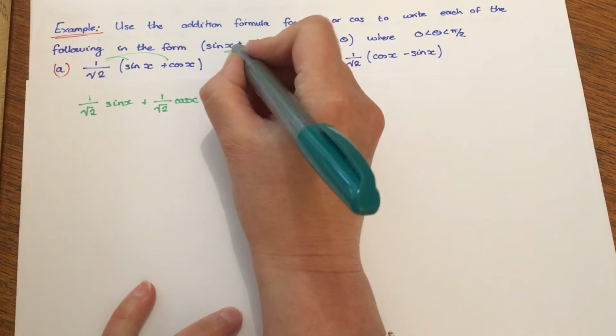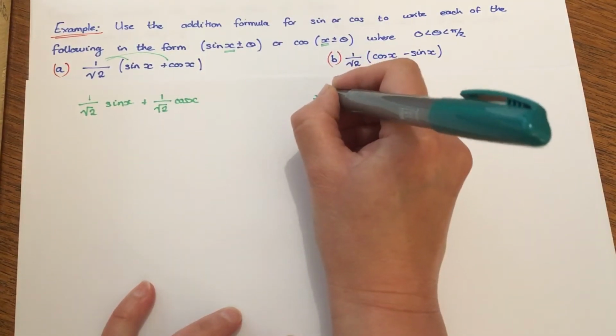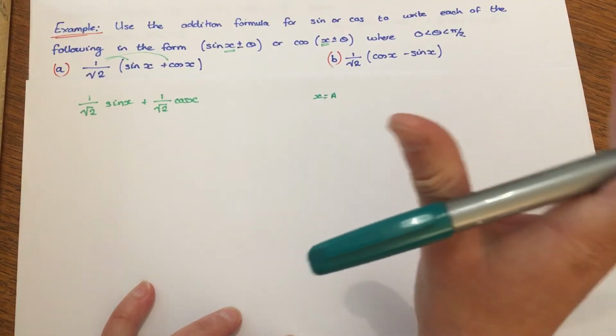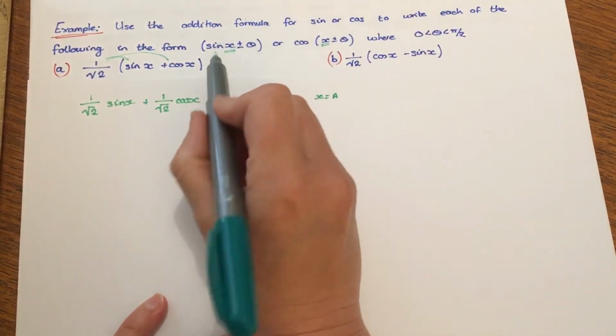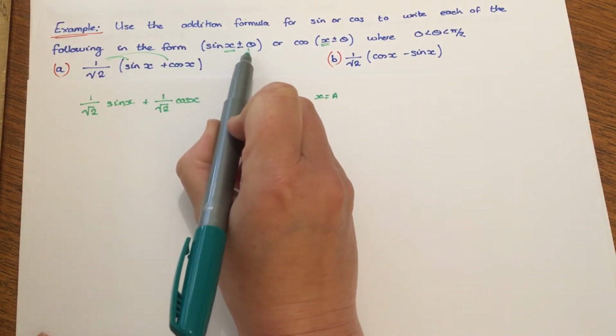It's important to note that we want it to be with the x at the front. So for us, we need x to be a when we're matching them. So that's an important thing. We want x to be the a, not the b term in the addition formulae.